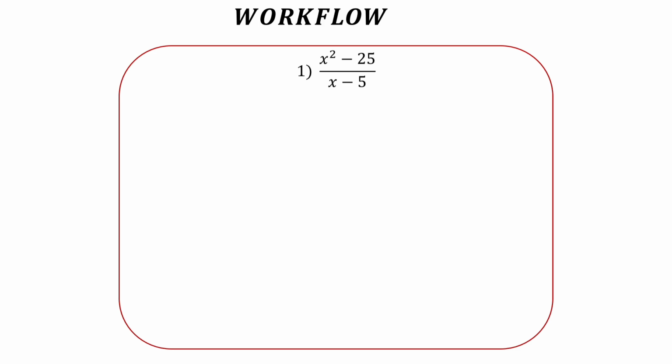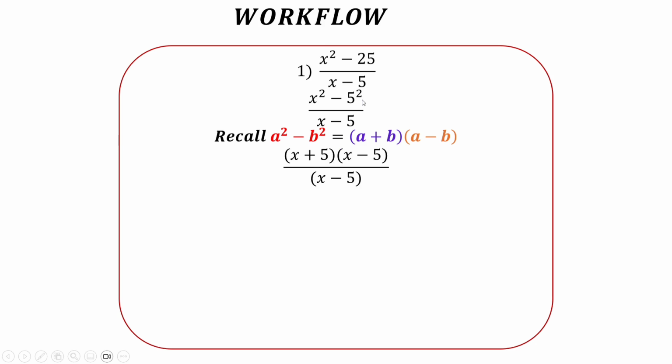Before we can apply difference of two squares, we know that we are supposed to get two squares with a minus sign between them. So we write this whole fraction as x squared minus 5 squared all over x minus 5. We just wrote the 25 as a square so that we get the difference of two squares for the numerator. And then we can now recall our formula and use it to expand the numerator.